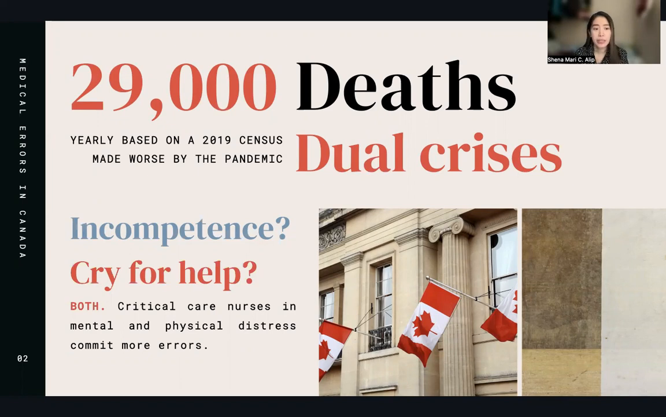This is a problem that is becoming much more difficult to handle. For example, some healthcare nurses are in mental health and physical distress and have an increased likelihood to commit more errors. Action is needed, especially since we can't afford more errors in the healthcare delivery system. But where do we begin?